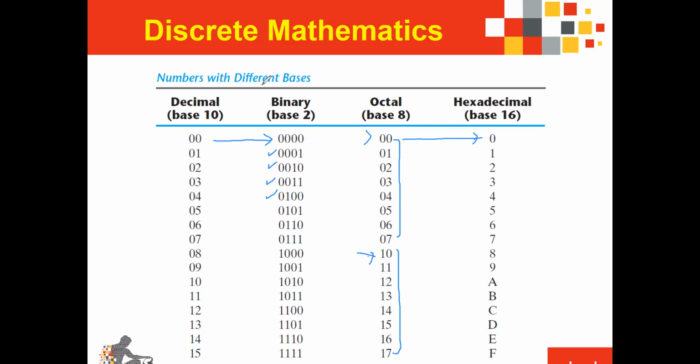Whereas in hexadecimal, you will notice that it has 16 unique characters that represent values, starting from 0 all the way to 9, and then A all the way to F, representing values 10 to 15.